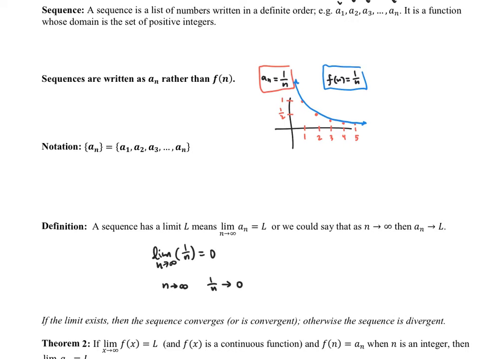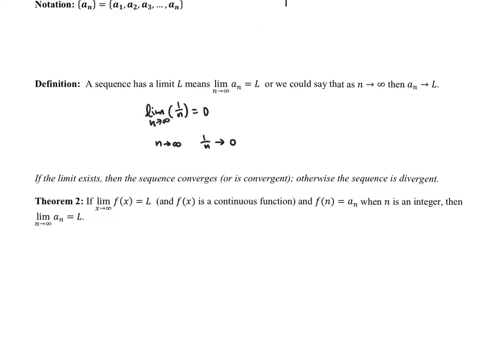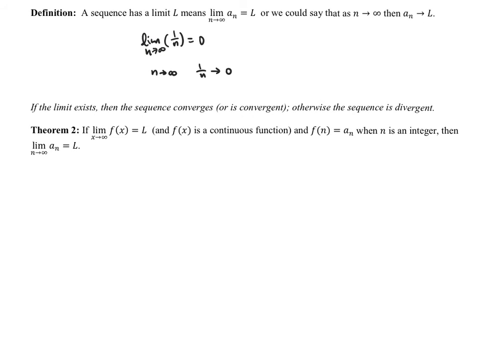So you can see that the horizontal asymptote of the function 1 over n was y equals 0, and therefore you can see that the sequence is approaching the same. If a limit exists, then the sequence converges or is convergent. Otherwise, the sequence is divergent. So if there's a horizontal asymptote for the function that matches the sequence, then the limit of the sequence exists, and therefore the sequence is convergent.